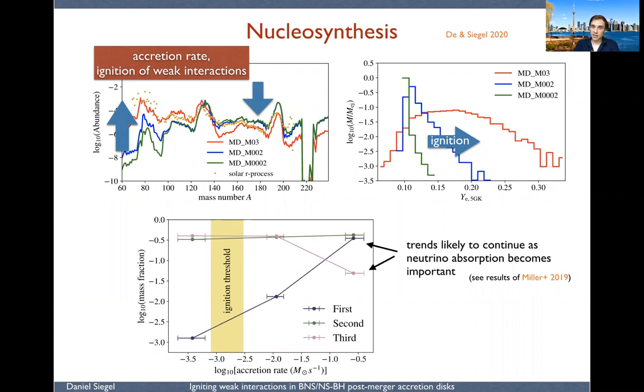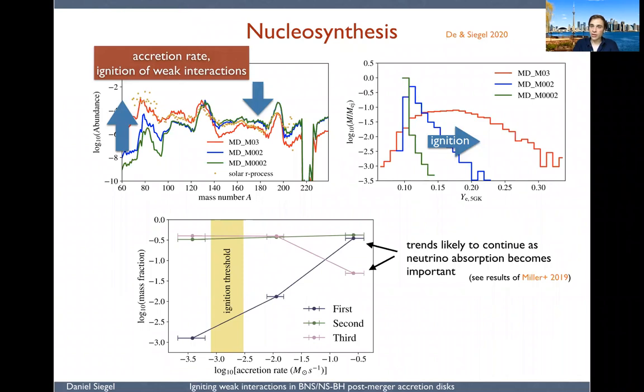You can see this also reflected in the YE distribution, which you can see here on the right, and you clearly see this ignition trend in these disks. So at low M dot, the green histogram essentially only shows mild adjustments with respect to the initial conditions, which is YE equals 0.1. And that's because weak interactions are really slow in this case, and so protonization takes a long time.